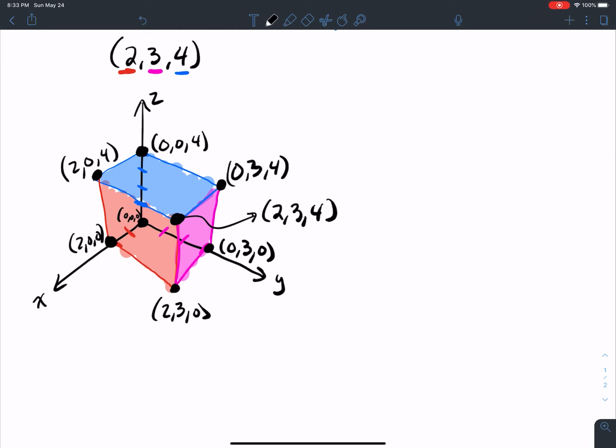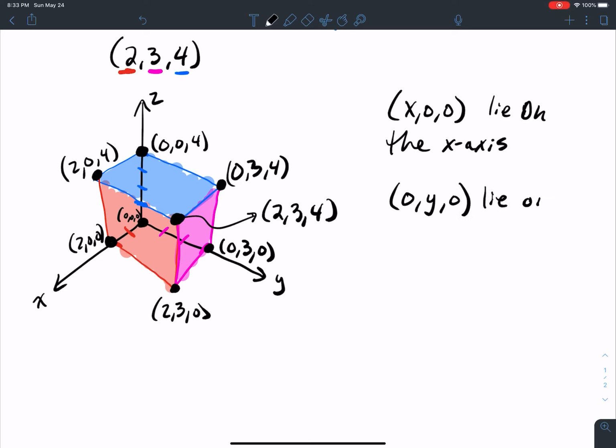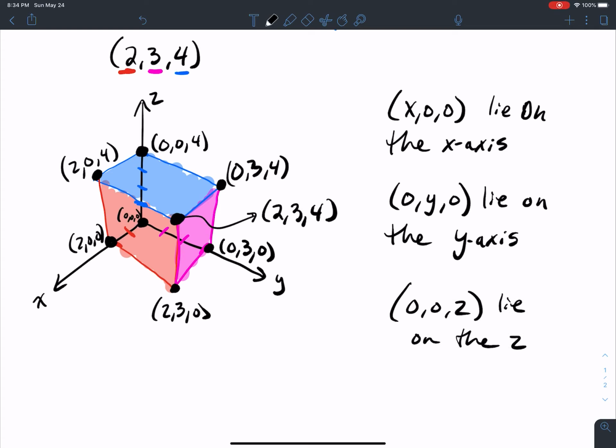So points of the form x, 0, 0 lie on the x-axis. Points of the form 0, y, 0 lie on the y-axis, and 0, 0, z lie on the z-axis.